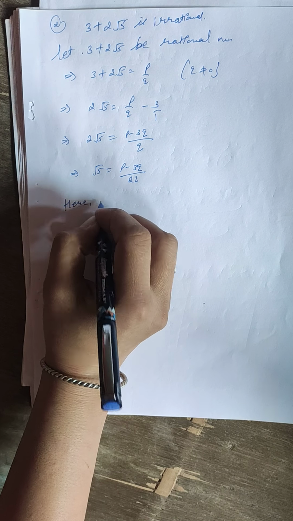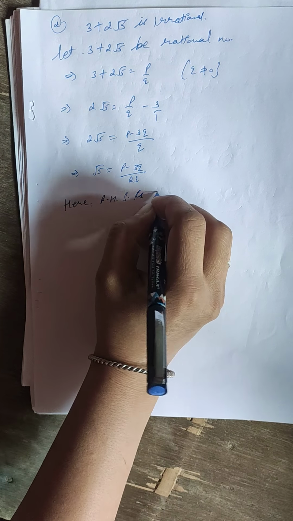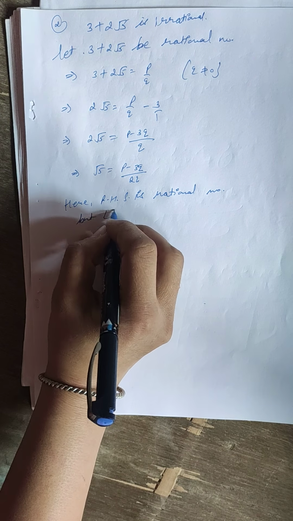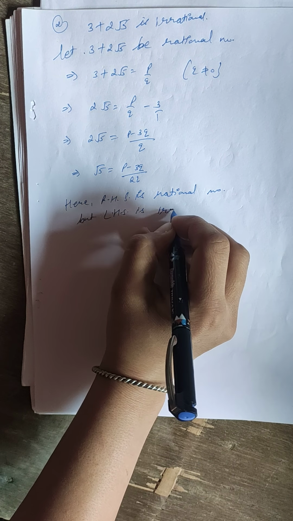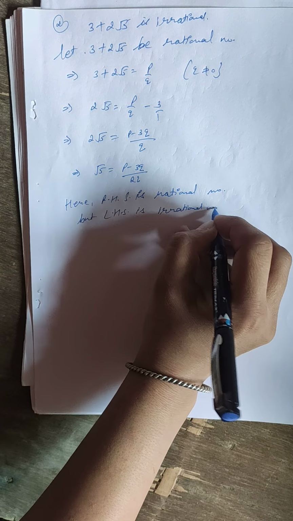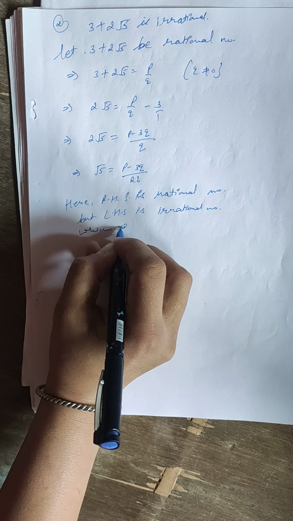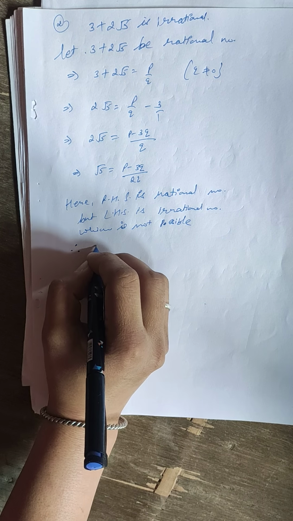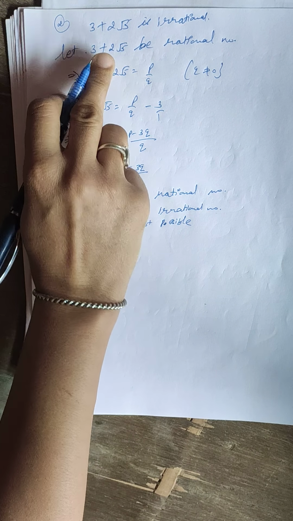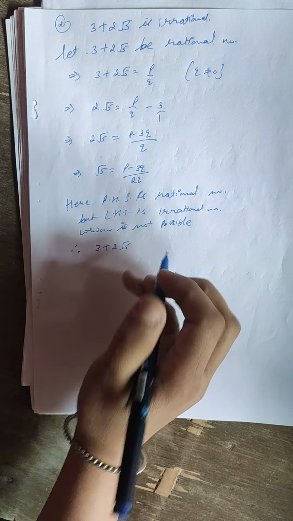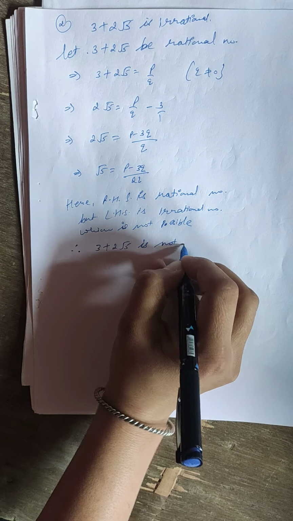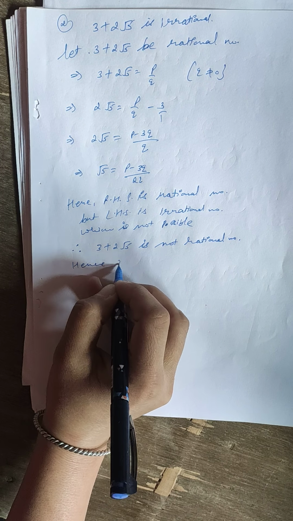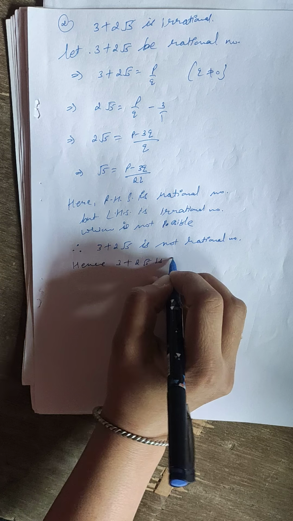Here you will mention, the right hand side is a rational number, but the left hand side is an irrational number, which is not possible. Therefore 3 plus 2 root 5, which we considered to be a rational number, will not be rational. Then what will it be? Hence this is an irrational number.